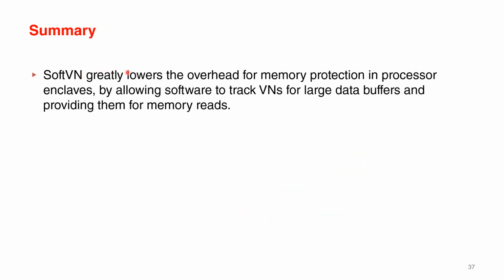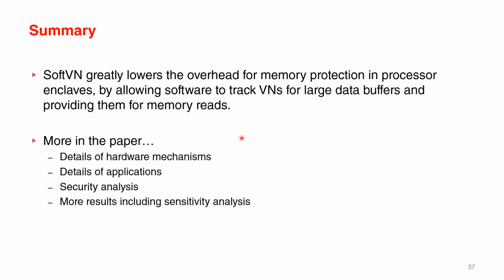Thus, in summary, SoftVN greatly lowers the overhead for today's memory protection by allowing software to track the version numbers for large data buffers and providing them for memory reads. If you are interested, you can find more details in the paper regarding the hardware mechanisms, the applications, the security analysis of SoftVN, also some more results, including the sensitivity analysis.